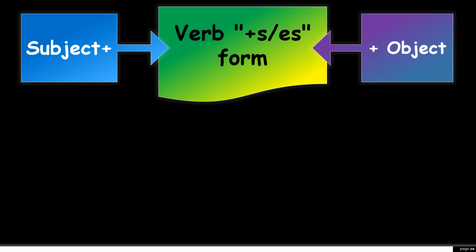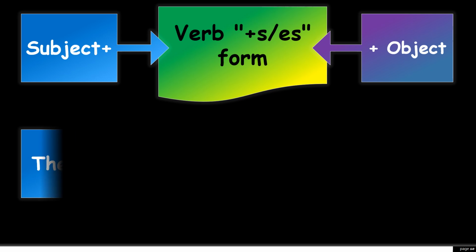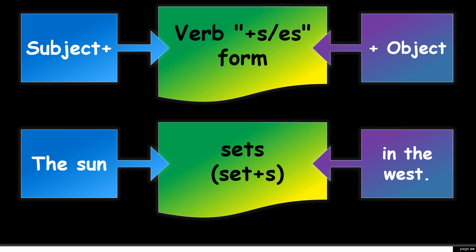So, now let us take this example. The sun sets in the west. So, here the subject and object remains the same. But what is the verb? It is set. So, you have added S to it. So, it is sets. The sun sets in the west.